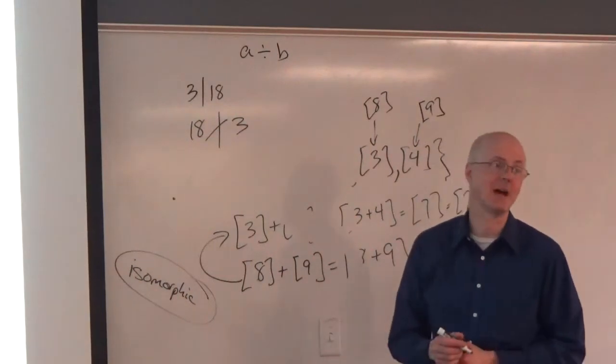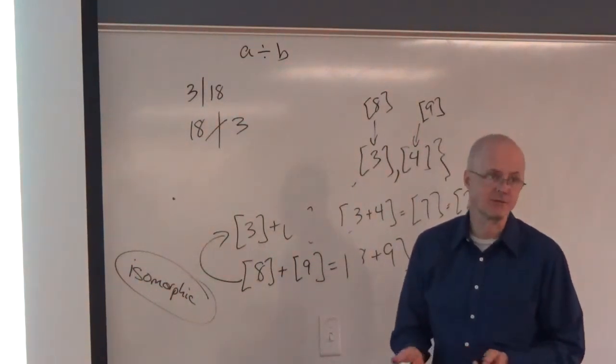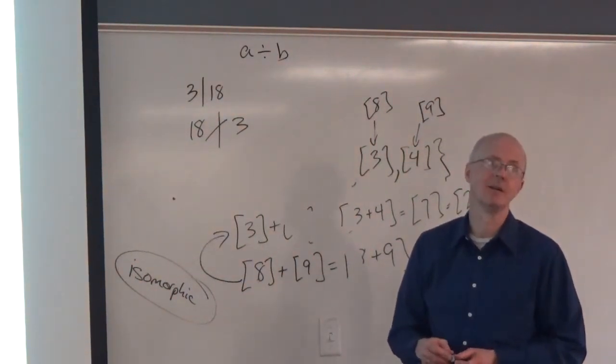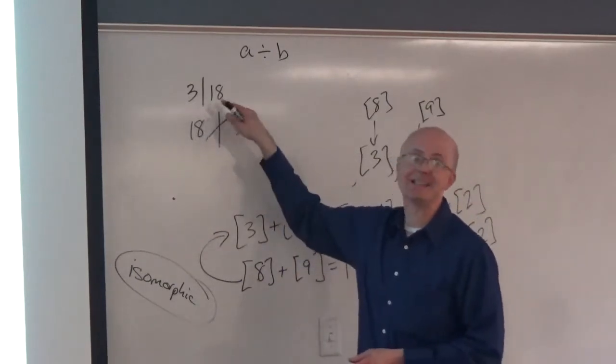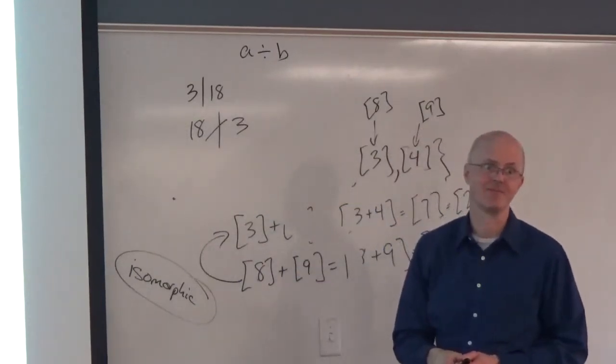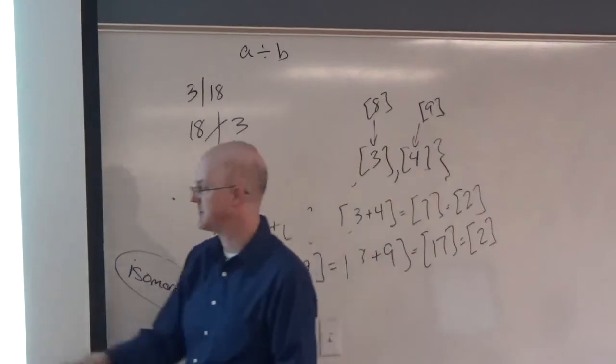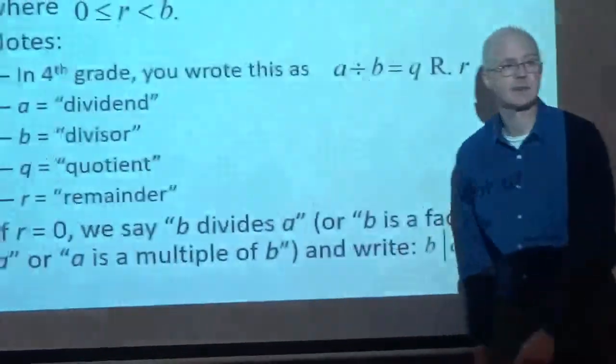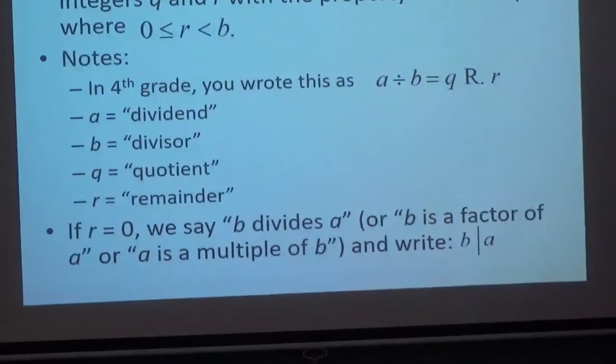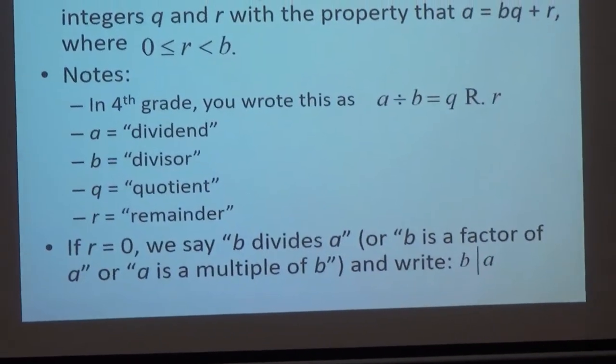When you take 18 and divide by 3, you get a quotient of 6 and a remainder of 0. So 3 divides 18. And that's the thing I'll usually say. I usually won't say these other things as much. Okay.